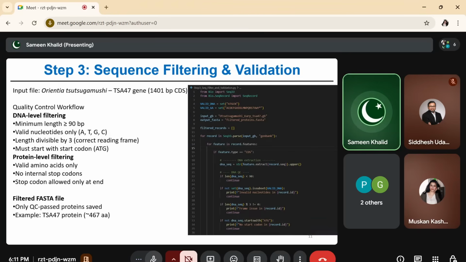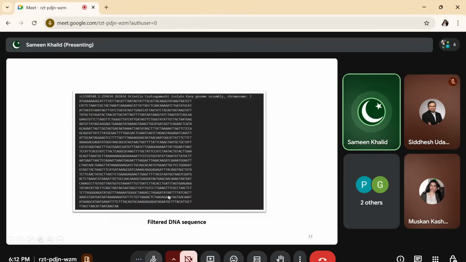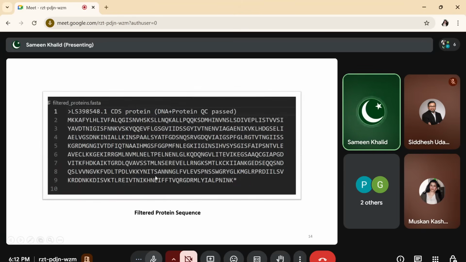So at the end, we get two things. Number one, we got a filtered DNA sequence, and then we also got a filtered protein. So the filtered FASTA file was a quality check pass protein, and it was a TSA47 protein consisting of 466 amino acids. So this is the command section, and you can see here that the high quality protein file was saved. I have also added this filtered DNA sequence, and this is the filtered protein sequence.